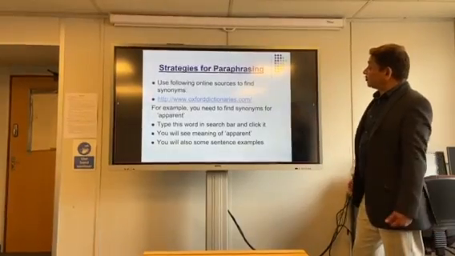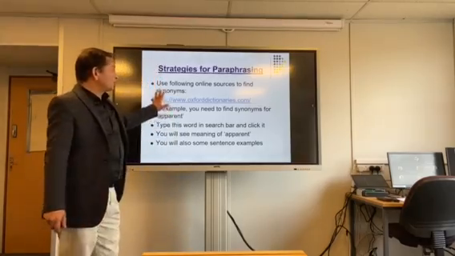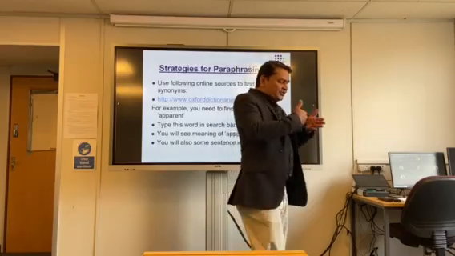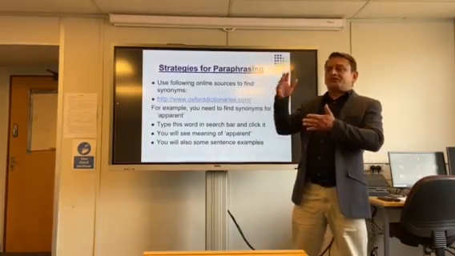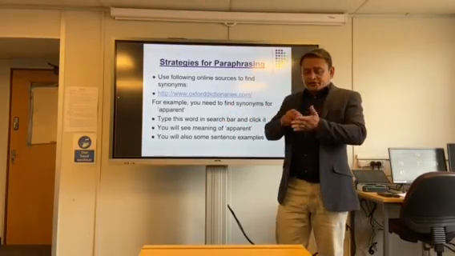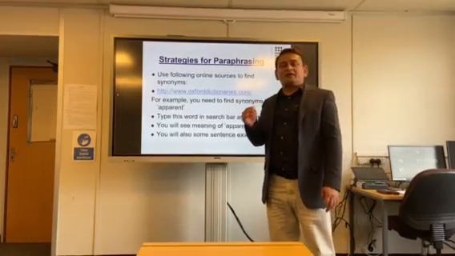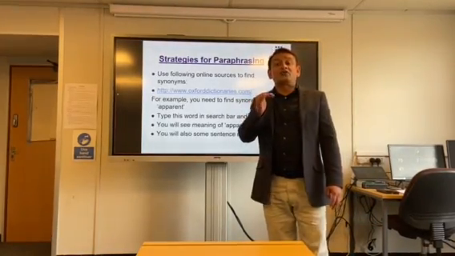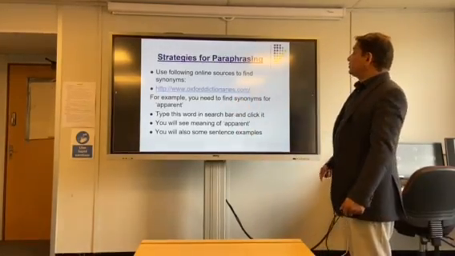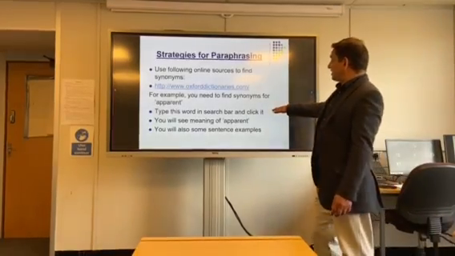Use the following online sources to find synonyms. These are Oxford online dictionaries. You click on it and each and every word is free. You don't need to buy it. You can use it free online. You just write one word. The dictionary will give you the possible meaning of that word and also give you the synonyms. For example, you need to find synonyms for apparent. So type this word in the search bar and click it.